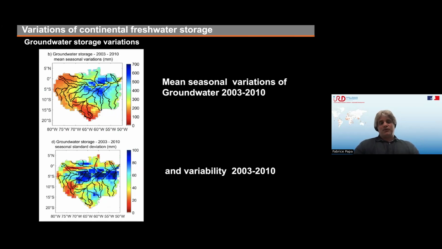But this was the first map over the region in terms of the seasonal variation, but also the standard deviation that shows the variability, showing that in terms of groundwater, we really catch the features of the geological formation of the Amazon, which is mainly the big aquifer that we have in the central Amazon.